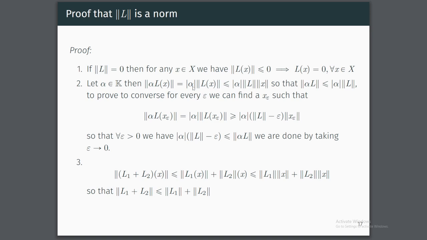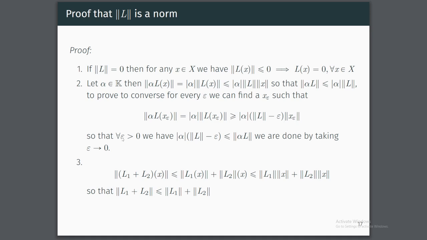Okay, and if we take the supremum on this side, basically by dividing by norm x and taking the supremum, we get that norm of alpha L is less than or equal to absolute value of alpha times norm L. Okay, so we proved one direction. The other direction is that for every epsilon, we can find an x epsilon so that norm of alpha L x epsilon, which is absolute value of alpha times norm Lx, is greater than absolute value of alpha times norm L minus epsilon, times norm x. This is by definition of the supremum, essentially. Because alpha norm L is the supremum, we're able to make this choice. Okay?